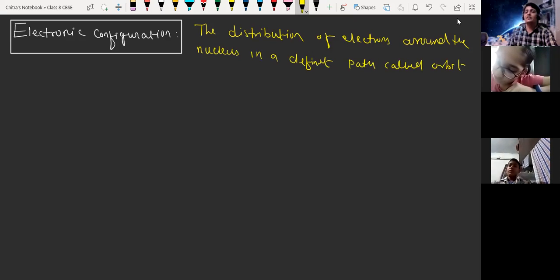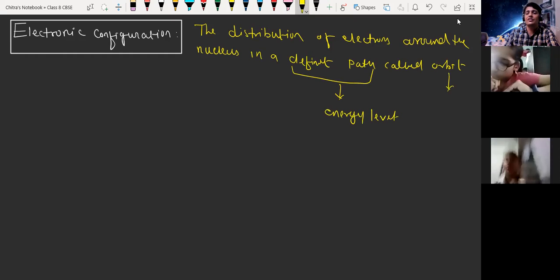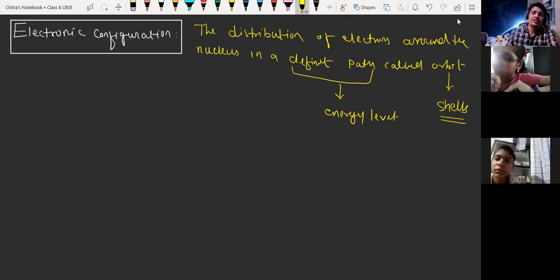The definite path is nothing but the definite energy level. Okay. So orbits are also called shells, no sir? Yes, orbits are also called as the shells.